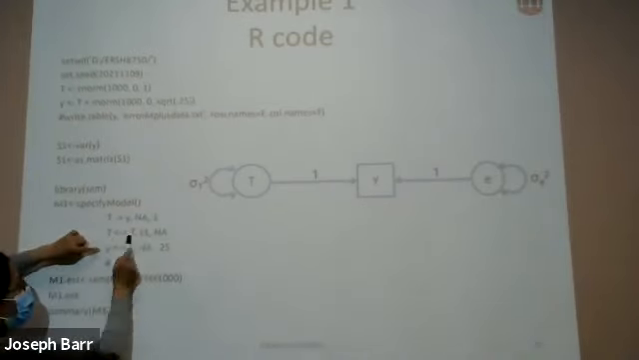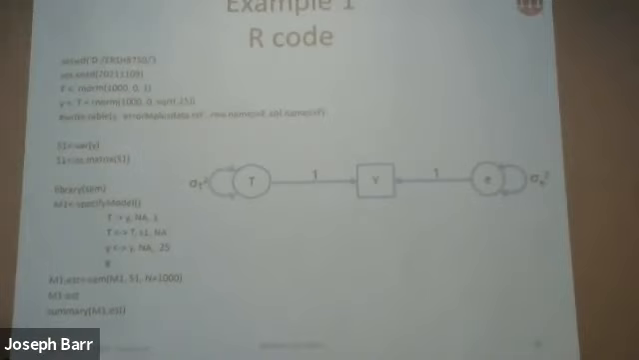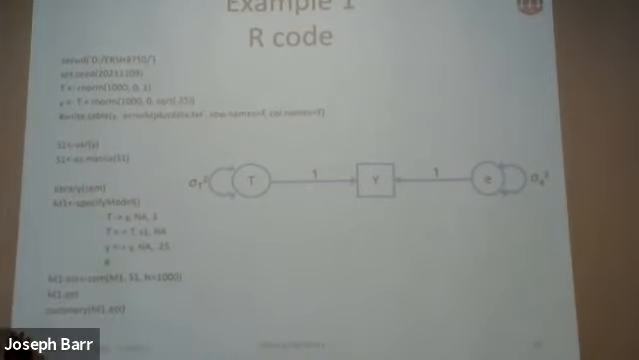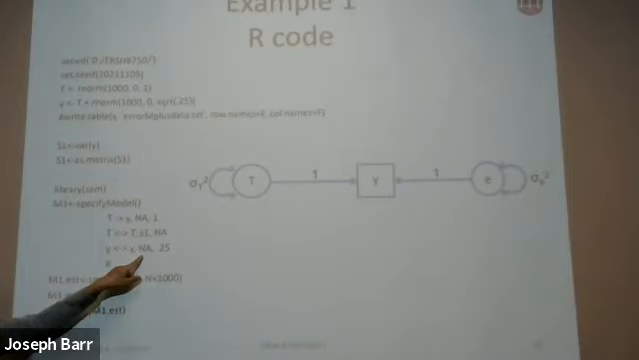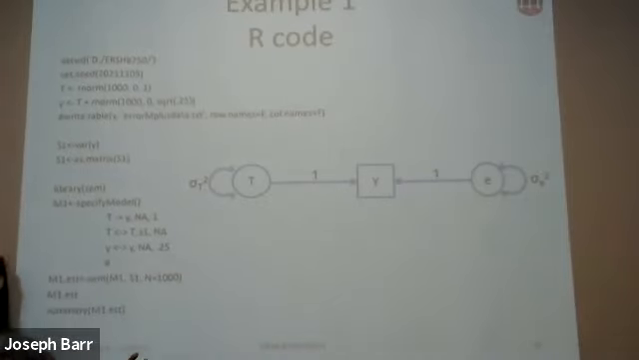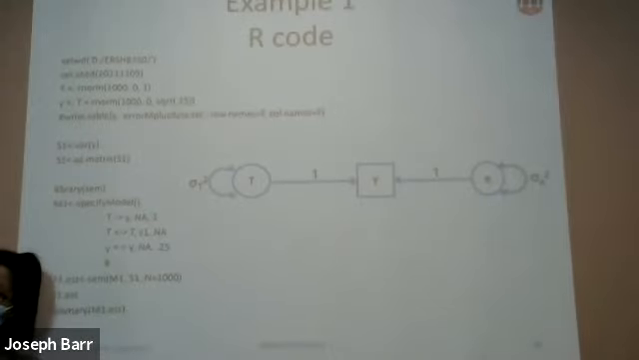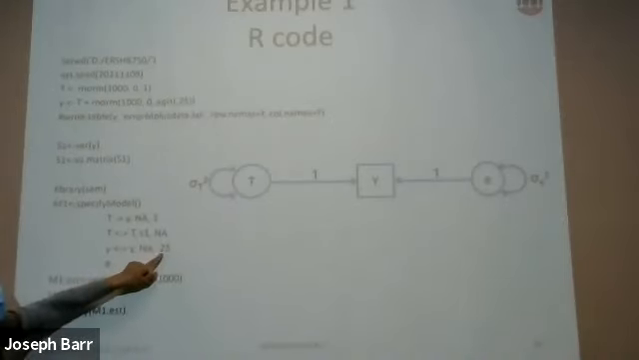And then what is this? Y goes to Y, NA, 0.25. What does this mean? The variance of the residual of Y, which is sigma E squared, NA. I don't want to estimate it. And this one is fixed at 0.25. This is the variance of residual Y, fixed at this value.